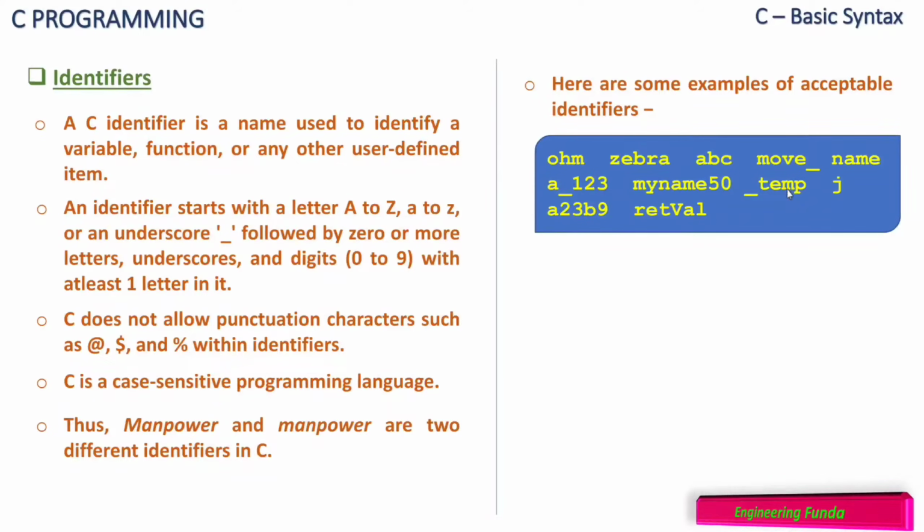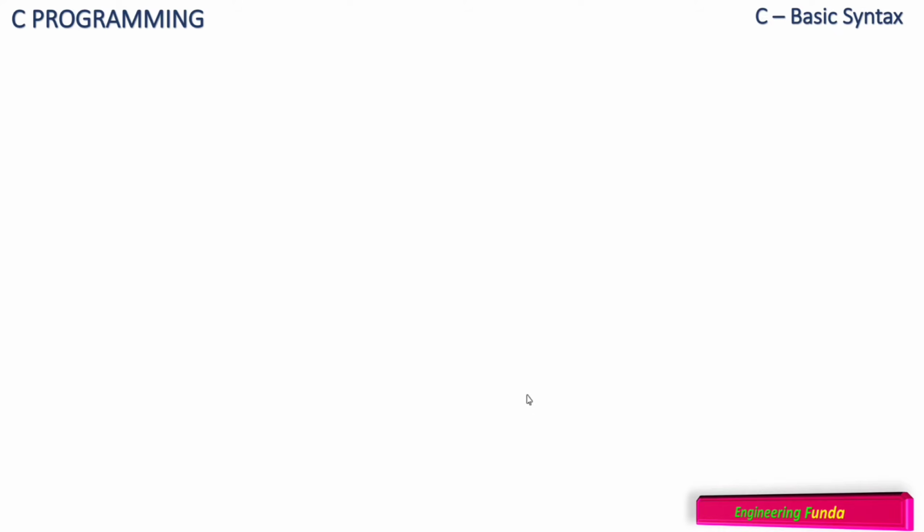Underscore temp is okay. And a single letter J is a valid identifier. Then A23B9 is a valid identifier. In the same way, retVal, where V is capital and all other letters are small, is a valid identifier. So these are some acceptable identifiers in a C program.